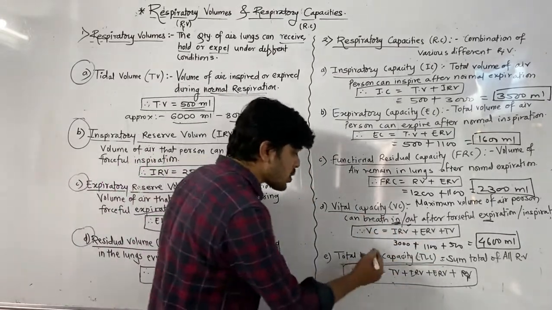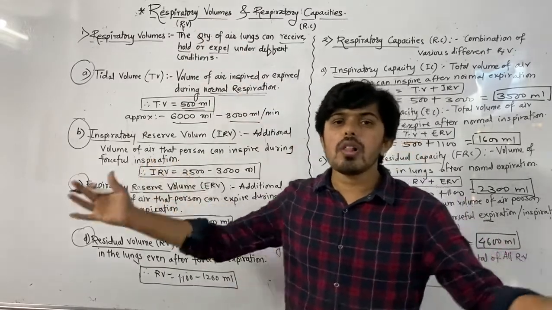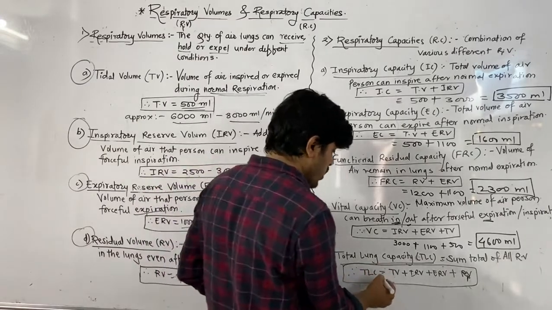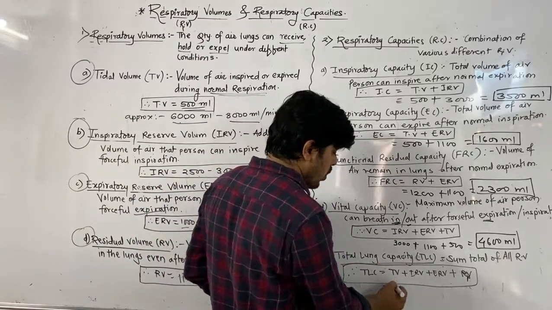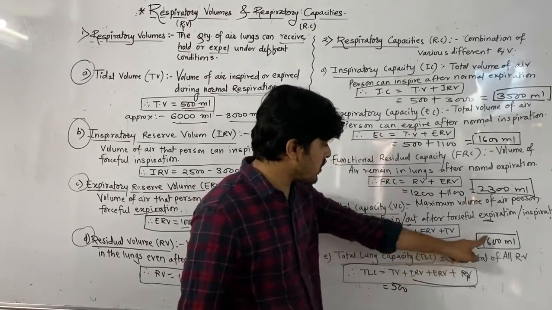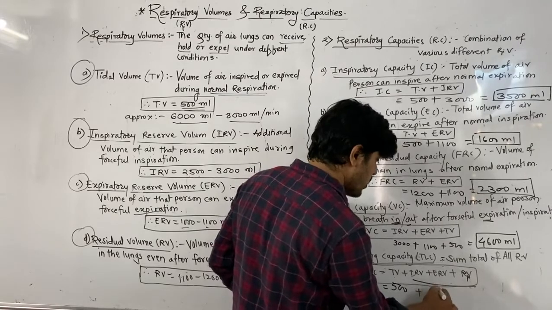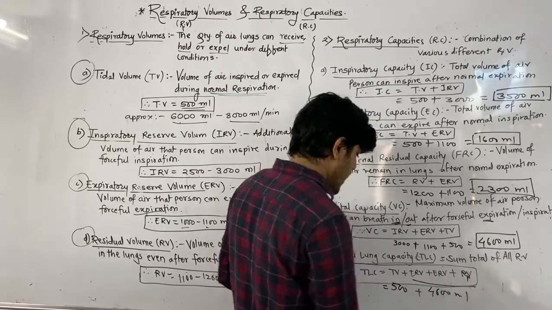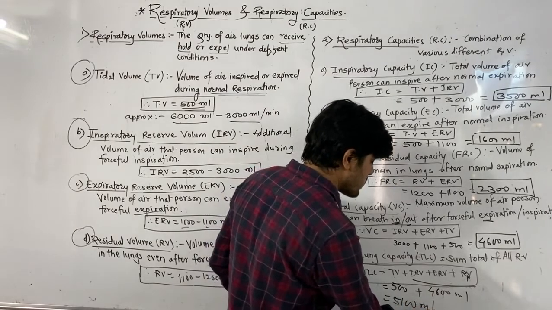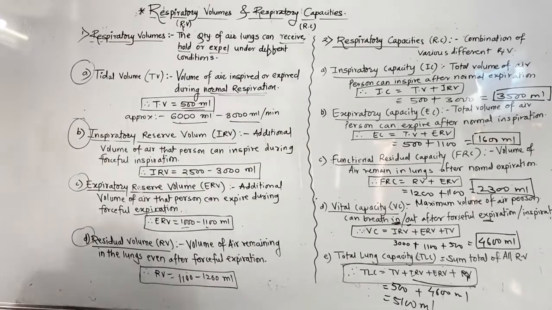Okay. Now see, total lung capacity. Whatever volumes we have studied, if you add all those volumes, it is called TLC, that is total lung capacity. Here you can add and see, TV, tidal volume, is 500. These three values, IRV, ERV and RV, we have derived it, so we can directly write here 4600 ml. Adding 4600 ml and 500 is 5100 ml. This is total volume. So these are the different terms which we have studied.